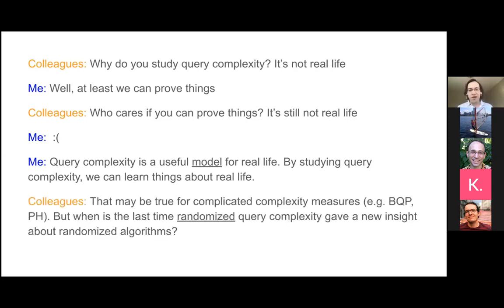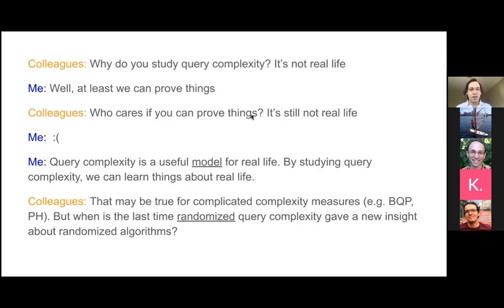But then the colleagues reply, all right, maybe this is true for some more complicated complexity measures like quantum algorithms or the polynomial hierarchy. But when is the last time that randomized query complexity gave us new insights about randomized algorithms? Don't we already understand randomized algorithms pretty well? And so for this talk and for this work, I want to highlight first the insights we gained from studying this problem that generalize beyond query complexity. And really, I claim they teach us something new about randomized algorithms that we didn't know before.